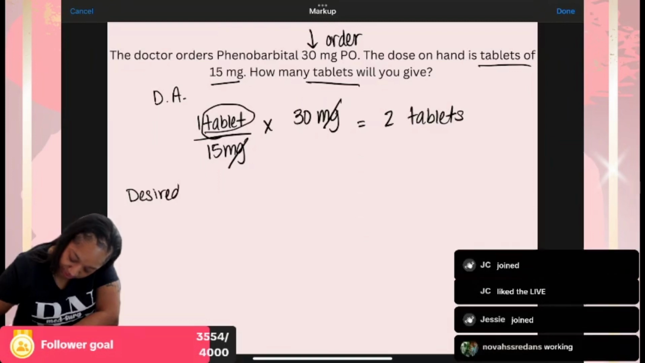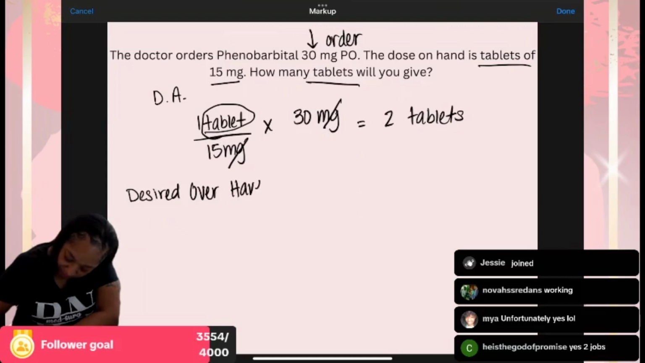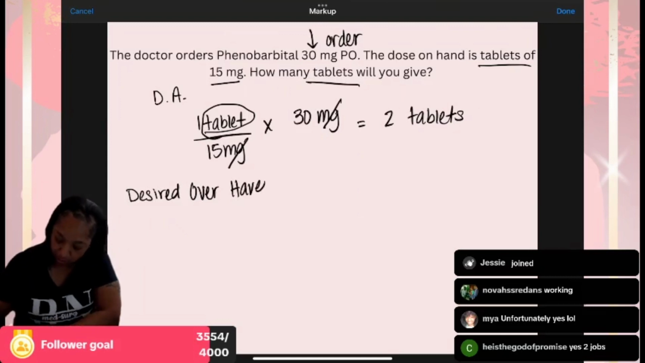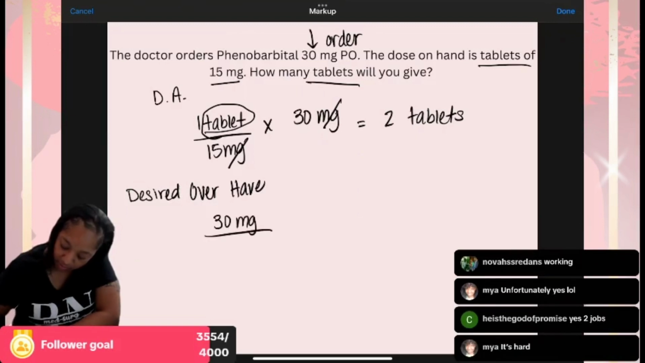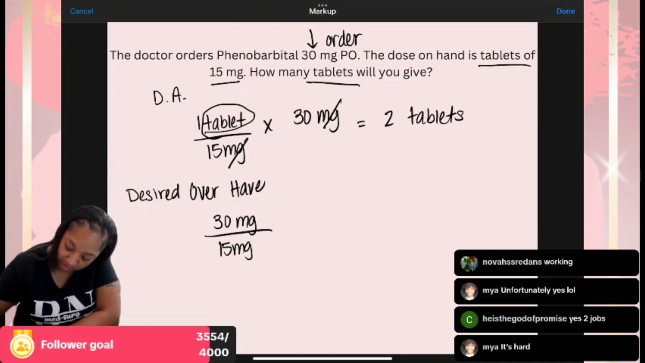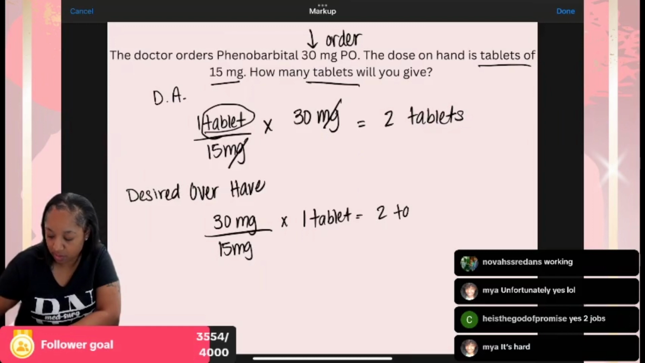Desired over have. Alright. So we desire 30 milligrams. We have 15 milligrams in one tablet. 30 divided by 15 is going to be 2 tablets.